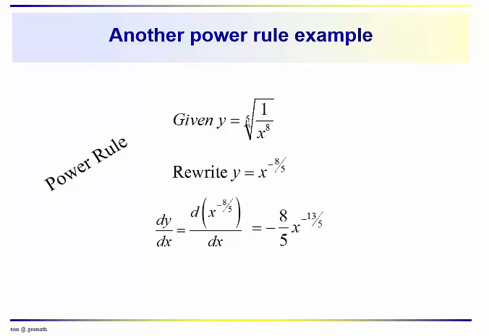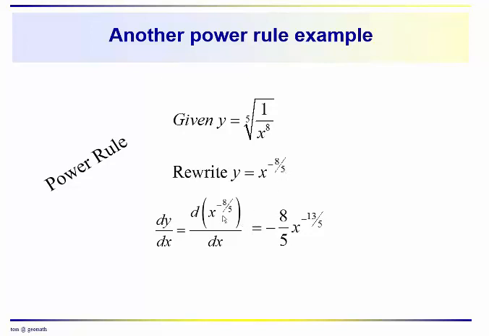Remember, 1 over x to the 8th is x to the minus 8th. This is the 5th root of x to the minus 8, which we've written out here. Y is equal to x to the minus 8/5.